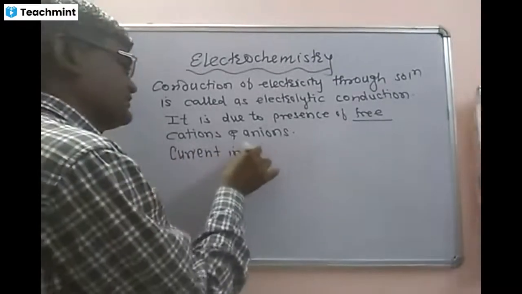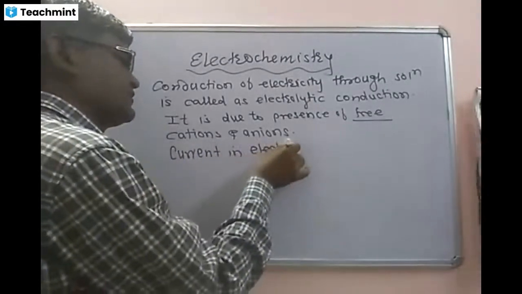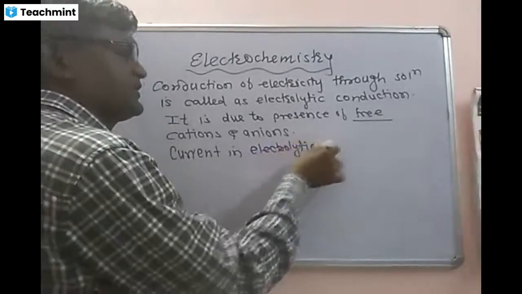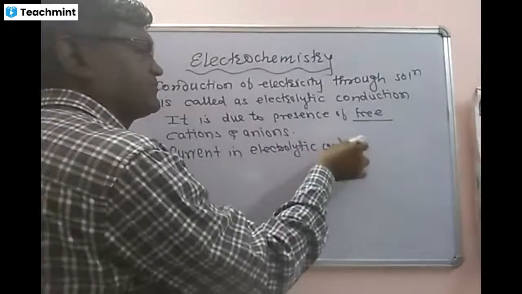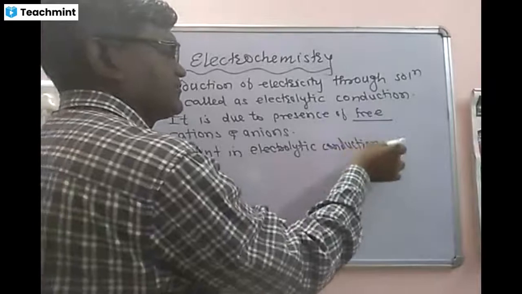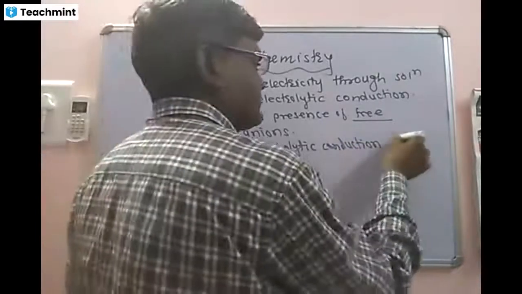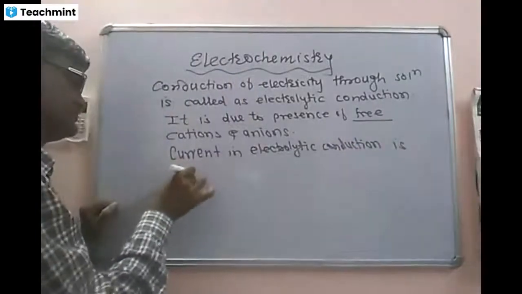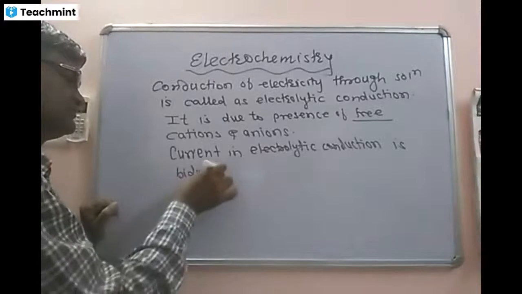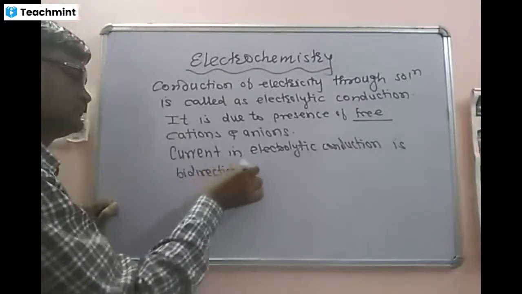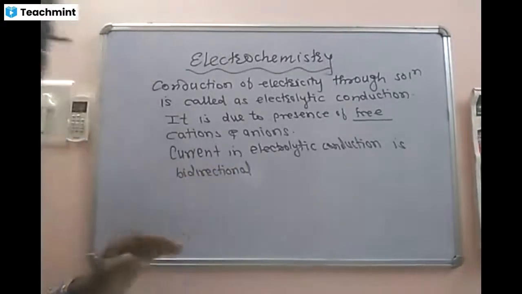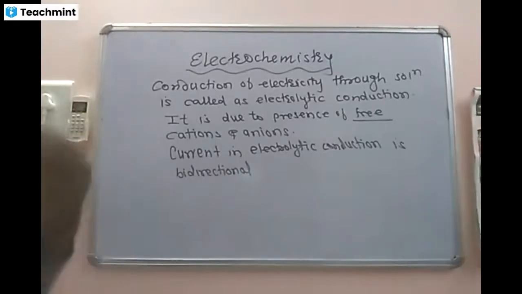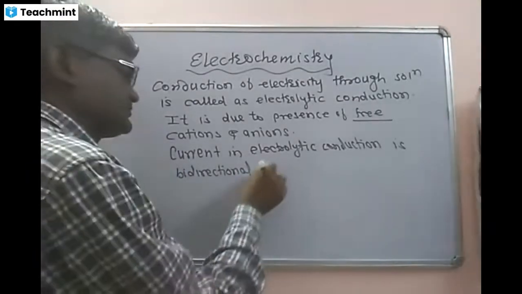Current in electrolytic conduction is bidirectional, as the ions migrate towards opposite electrodes.